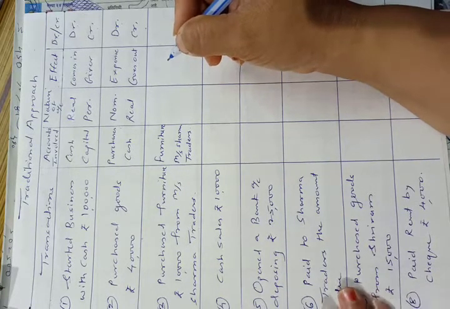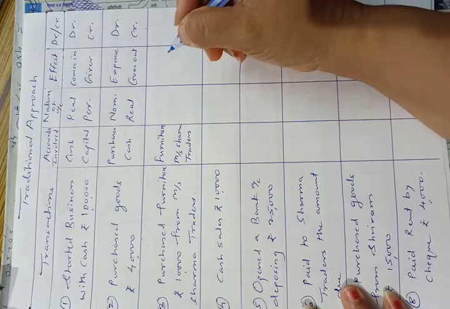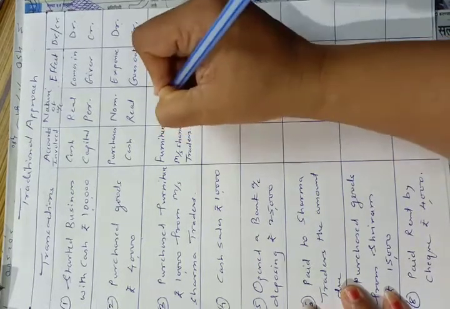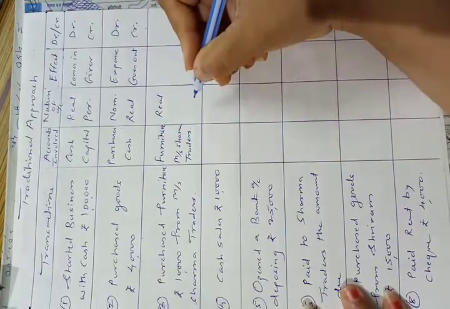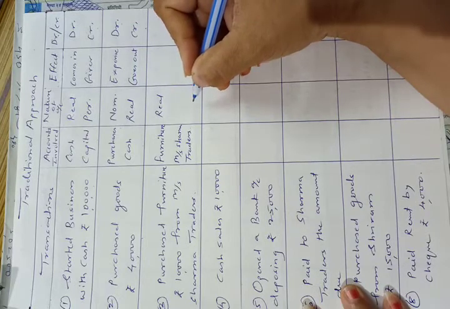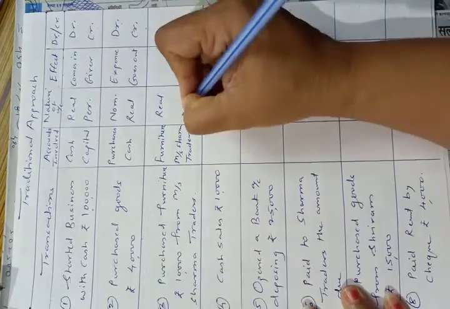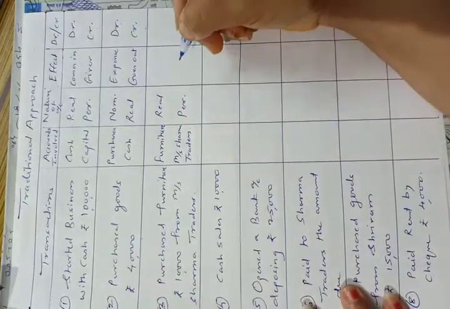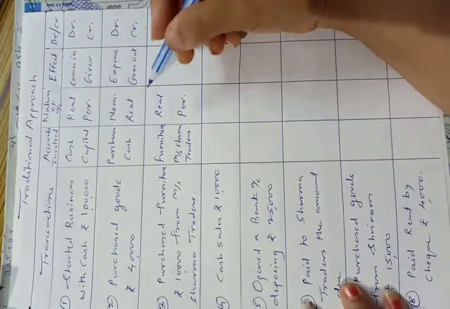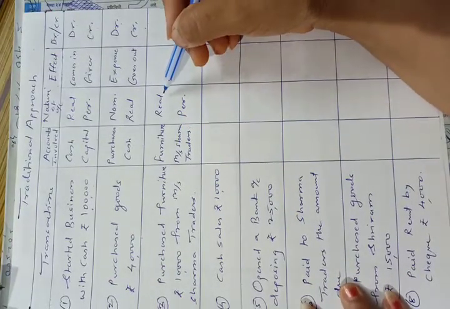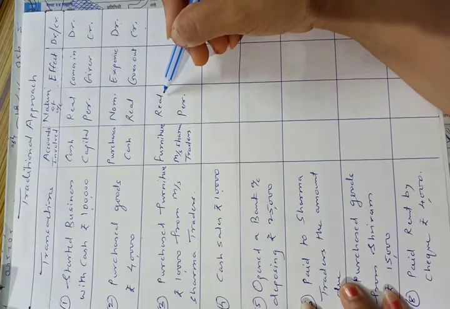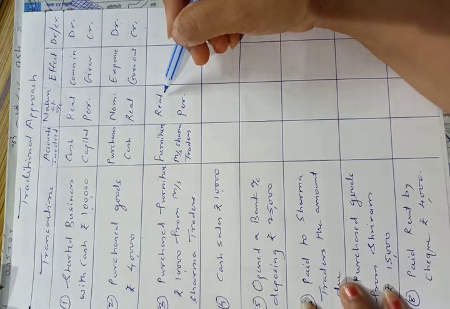Now furniture is our asset, so furniture account will be real account. Messrs Sharma Traders, we are purchasing furniture from Sharma Traders, and Messrs Sharma Traders is a shop, that is an institution. So it is a personal account. Okay. Now the rule of real account says that debit what comes in, credit what goes out.